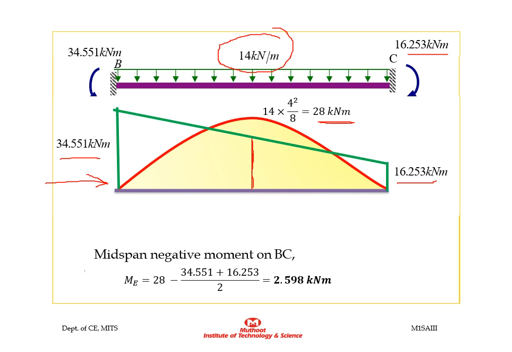So we have to calculate the maximum negative moment on BC. That will be at the center. The maximum negative moment will be the difference between the free bending moment diagram and the fixed bending moment diagram. That is, this value will be the maximum negative moment at the center. So that is equal to 28 minus the average of the fixed bending moment diagram, that is 28 minus (34.551 plus 16.253) by 2, that is equal to 2.598. Actually this is a hogging moment.